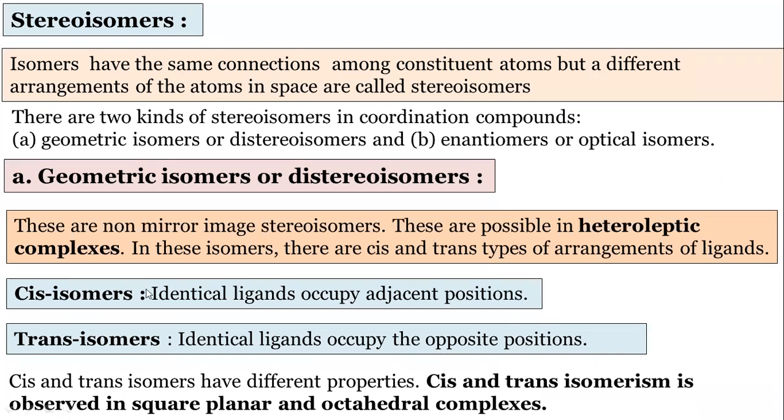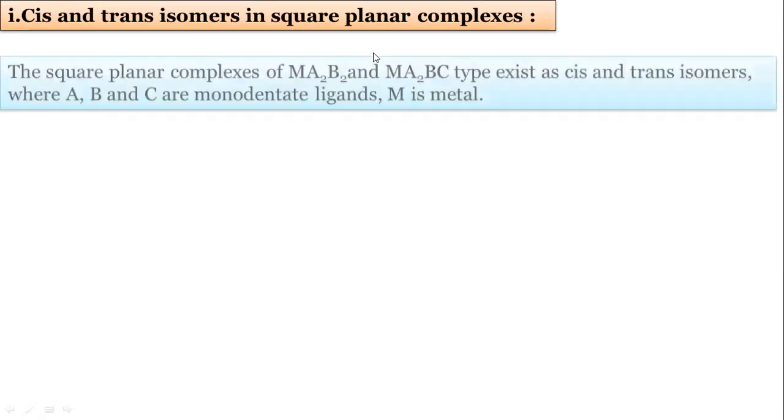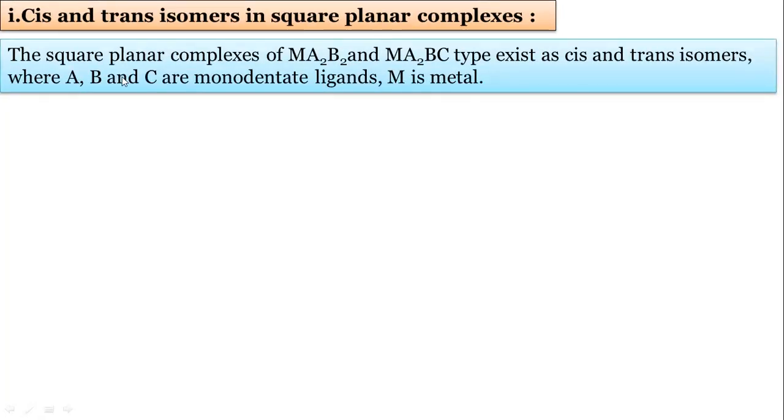These cis and trans isomers have different properties, remember. This cis and trans isomerism is observed only in square planar and octahedral complexes. Cis and trans is not possible in tetrahedral complexes, remember. This may be asked in MCQs. So we will discuss the square planar complexes. In square planar complexes, the coordination number is 4.